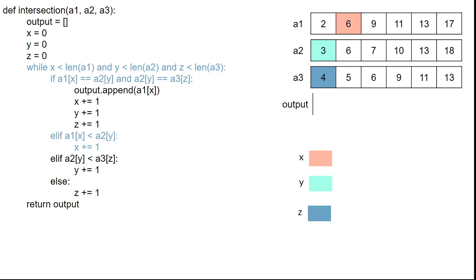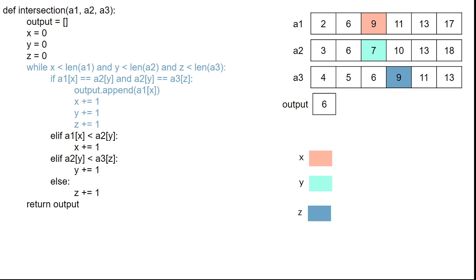So since 2 is smaller than 3, you advance X to be 6. And then since 3 is smaller than 4, you advance Y to be 6. And since none of the above are true anymore, you advance Z. And then you advance Z again because 6 is not smaller than 6 and 6 is not smaller than 5.